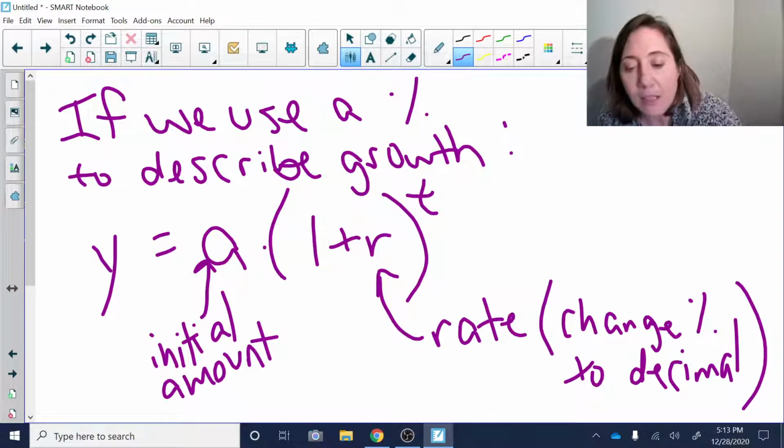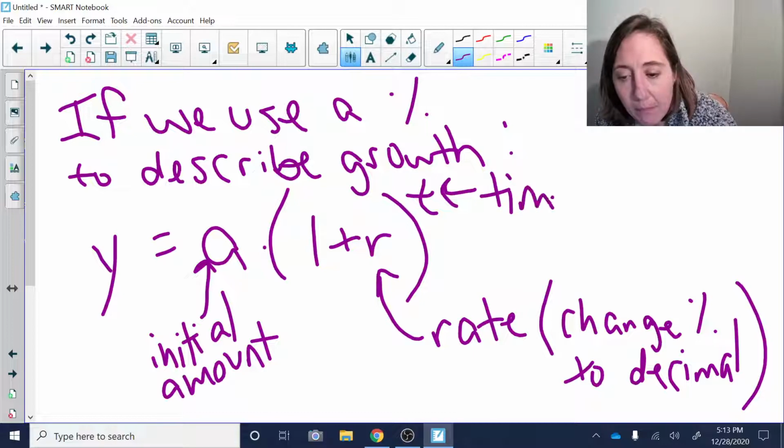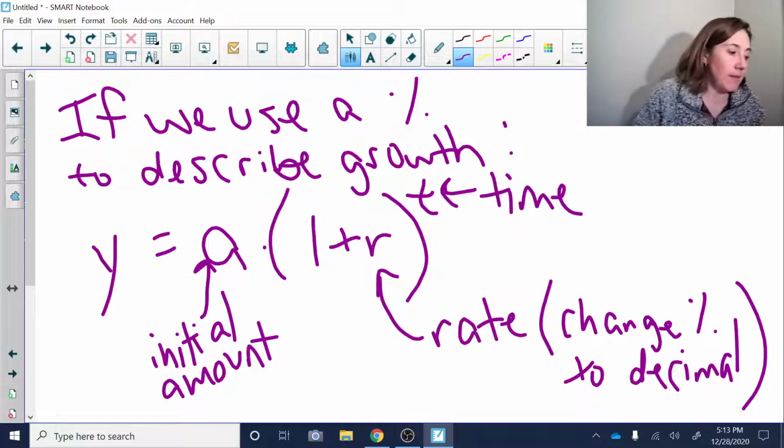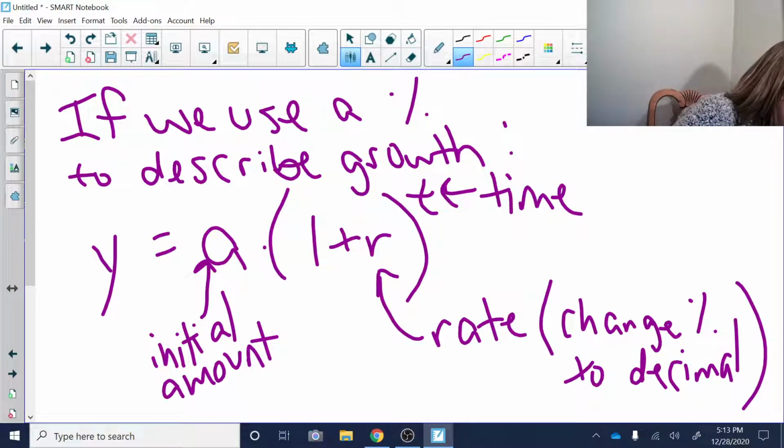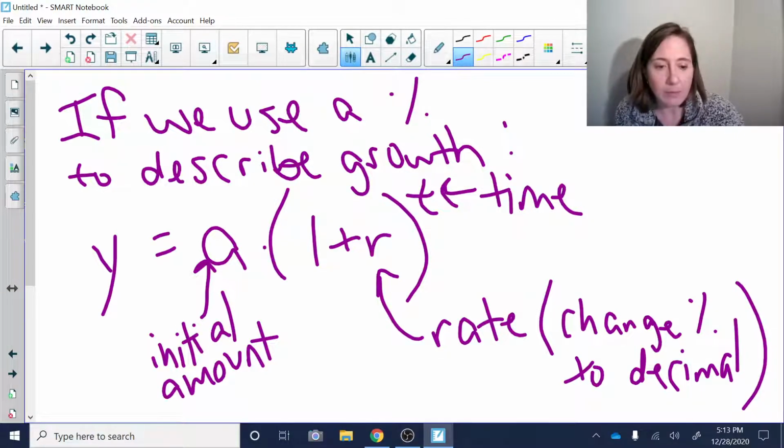That leads me to the t up here. t stands for time. It's like the x. It's your independent variable here. It's almost always time that we're describing, something growing over time or decaying over time. So there's that. Let's do an example of something like this.